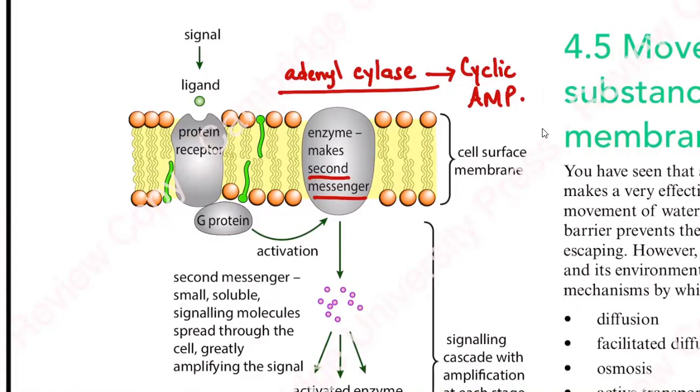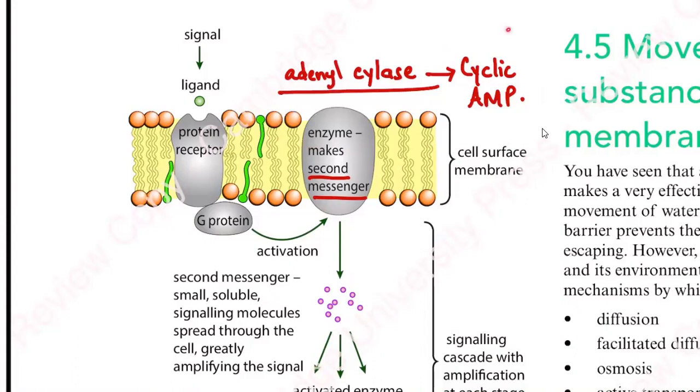Activation of the G protein is going to activate an enzyme. Now this enzyme is also a protein, because we said earlier that cell membrane proteins can behave as enzymes also. So this protein activation activates an enzyme, and this enzyme makes a second messenger. The name of that second messenger is cyclic AMP and the name of the enzyme is adenyl cyclase.